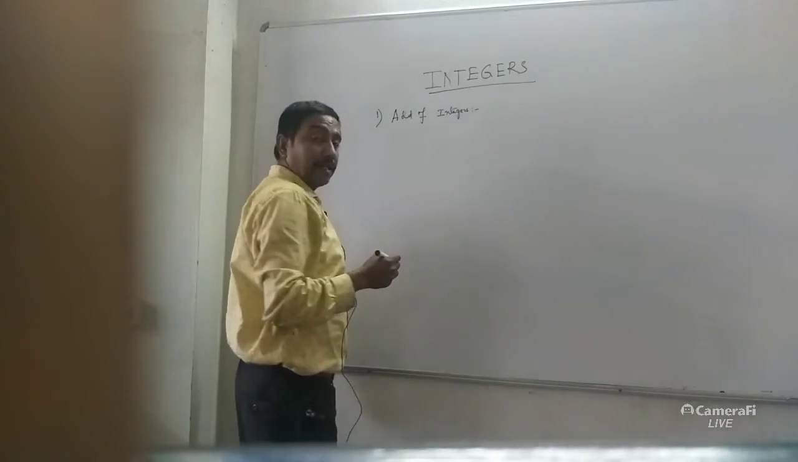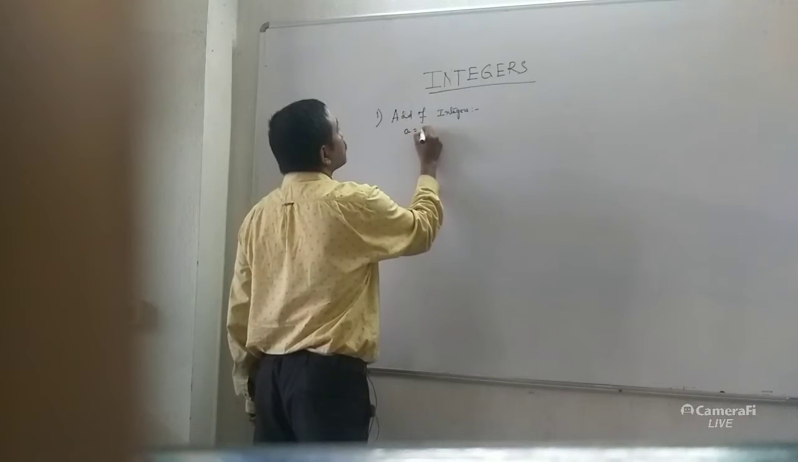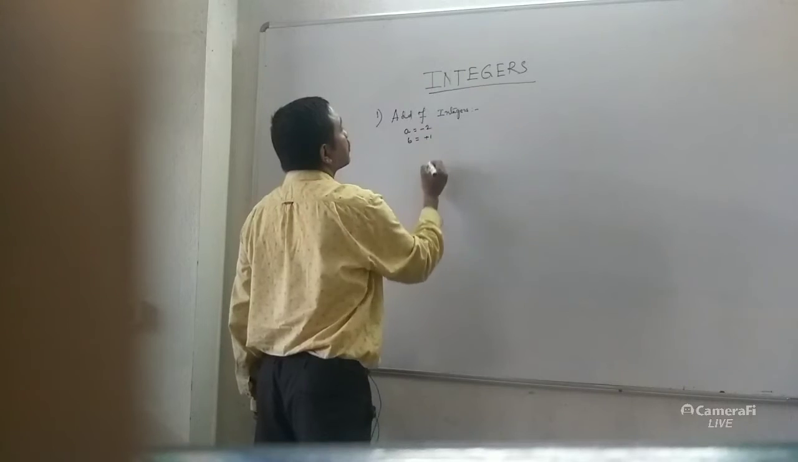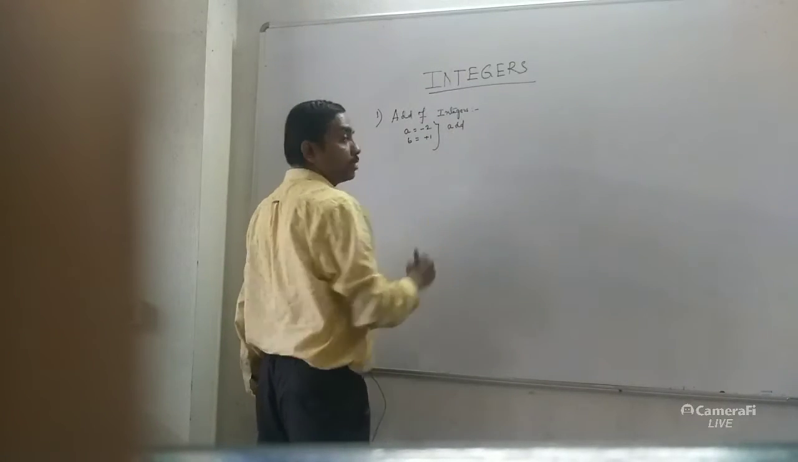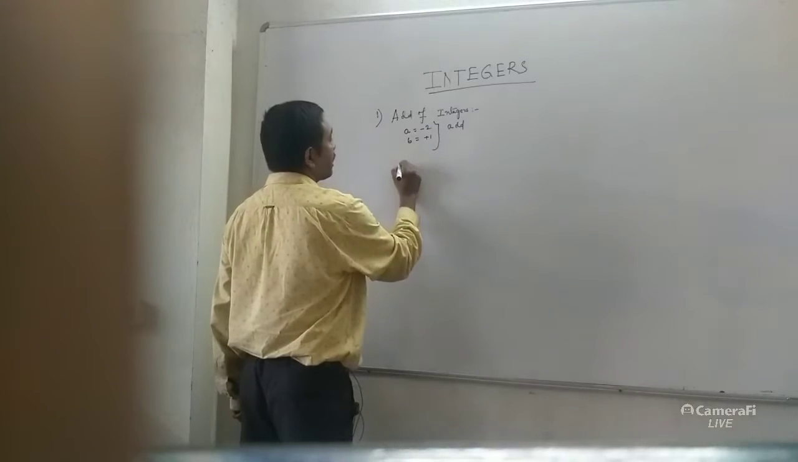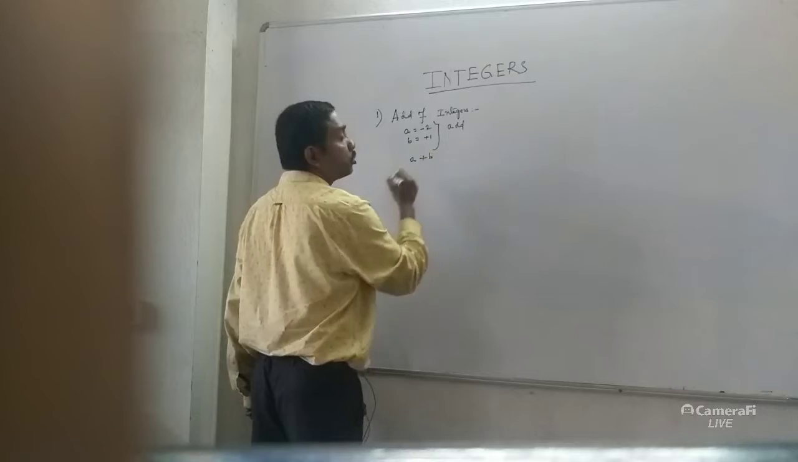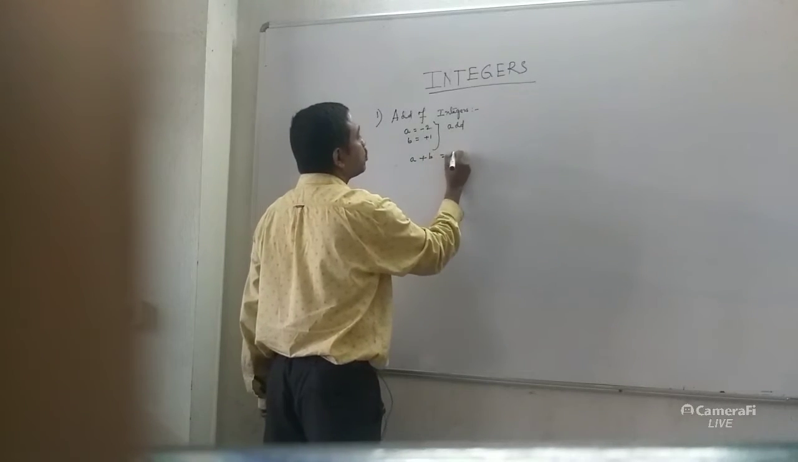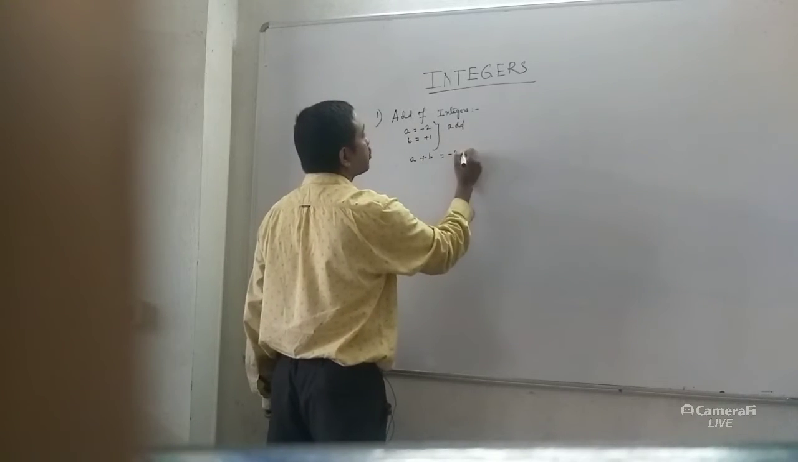So when do we add? The most important thing: suppose an integer a is given as minus 2 and b is given as plus 1. Now you are asked to add these values. How do you do the addition? You first write a plus b. Now what is the value of a? Minus 2. Put the values in the right place, and b equals plus 1.